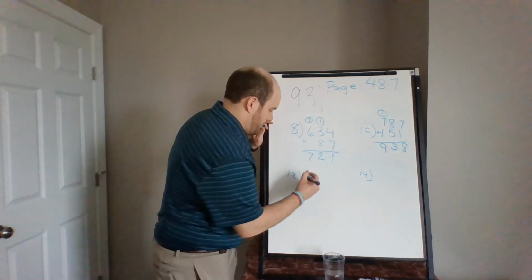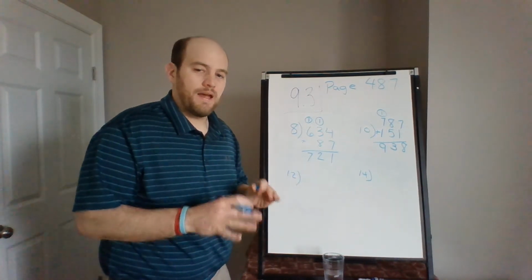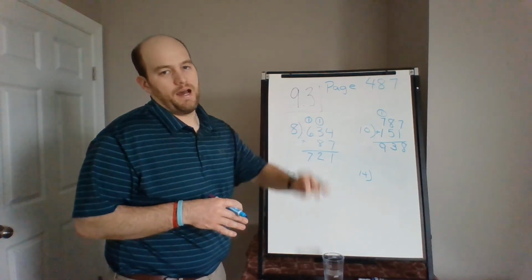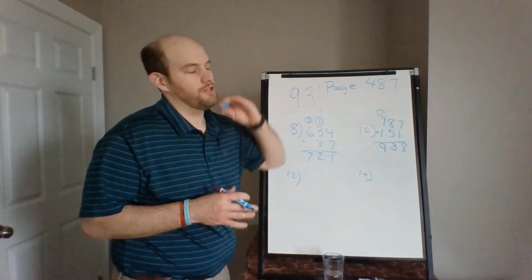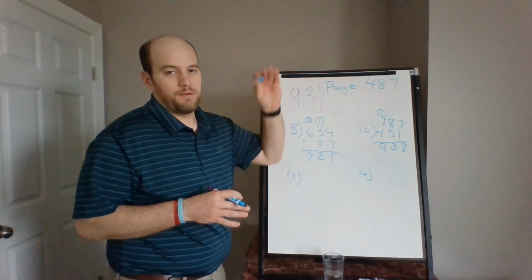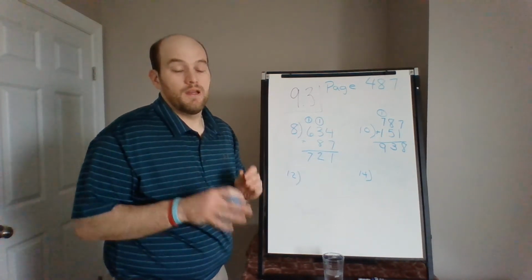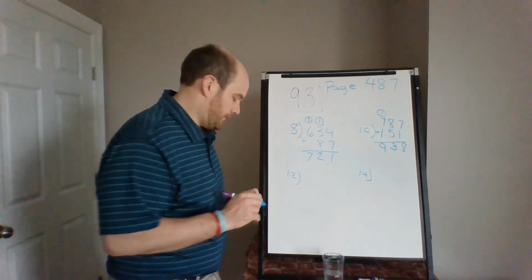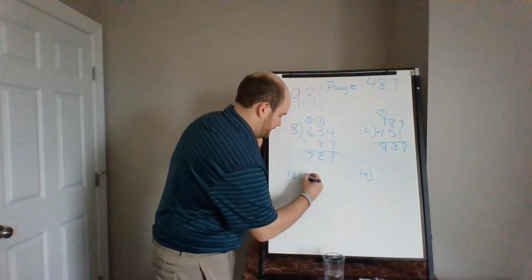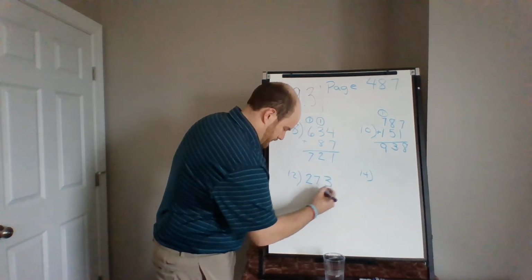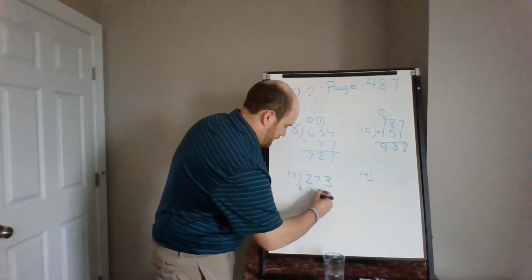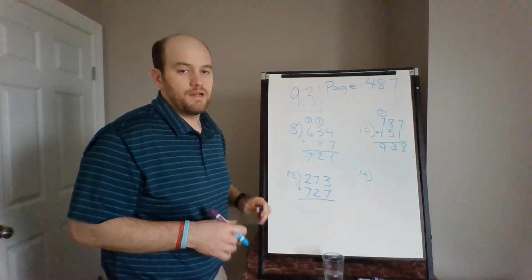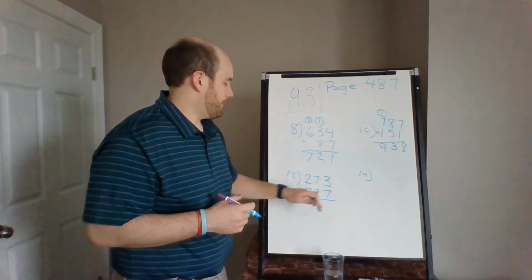12. All right. Remember, when we add, it does not matter if the bigger number's on the bottom and the smaller number's up top. It does not matter if we add that way. When we subtract, it's very important that the bigger number's up top and the smaller is on the bottom. Why I say that is this one right here. 273 plus 727. So obviously 727 is bigger than 273, but when we add, it doesn't matter.